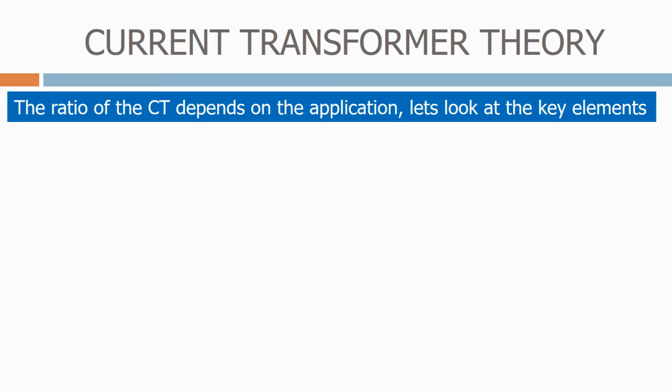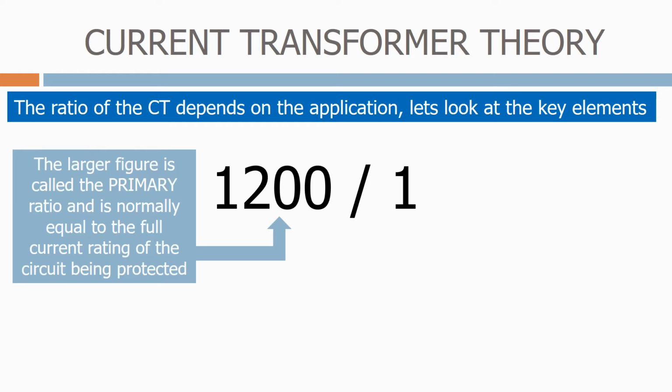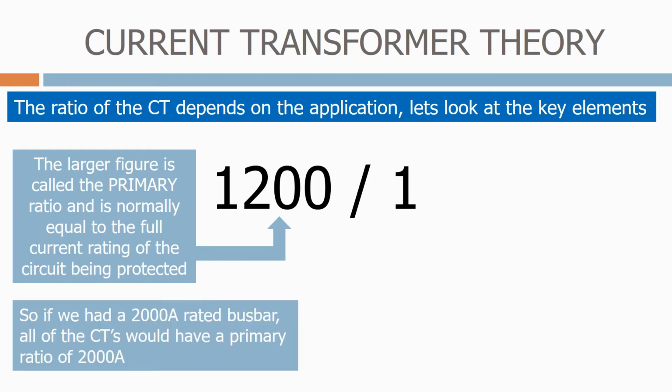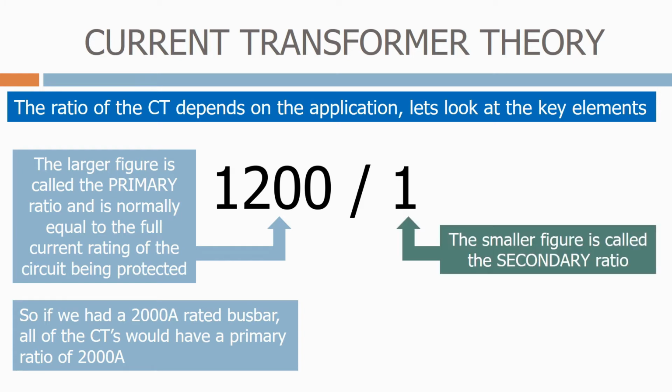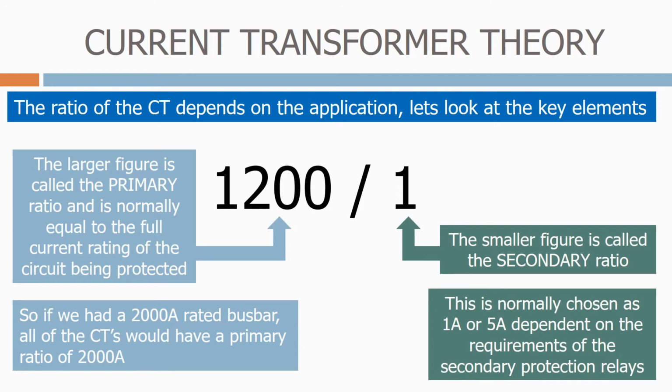The ratio of the CT depends on the application. Let's look at the key elements. Here we have a 1200 to 1 CT. The larger figure is called the primary ratio and is normally equal to the full current rating of the circuit being protected. So if we had a 2000 amp rated bus bar, all of the CTs would have a primary ratio of 2000 amps. The smaller figure is called the secondary ratio. This is normally chosen as 1 amp or 5 amp, dependent on the requirements of the secondary protection relays.